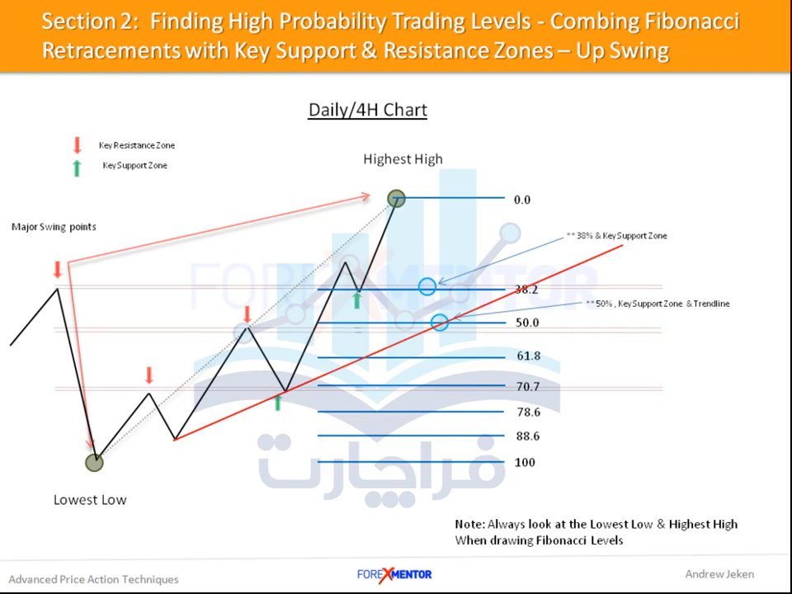Well, if we put a horizontal line across there, you can see we have a nice price flip, 70.7 with a key support zone. So these are all levels that we could be interested in placing a trade. What we're looking for now are bullish reversal patterns on a smaller time frame at these levels.